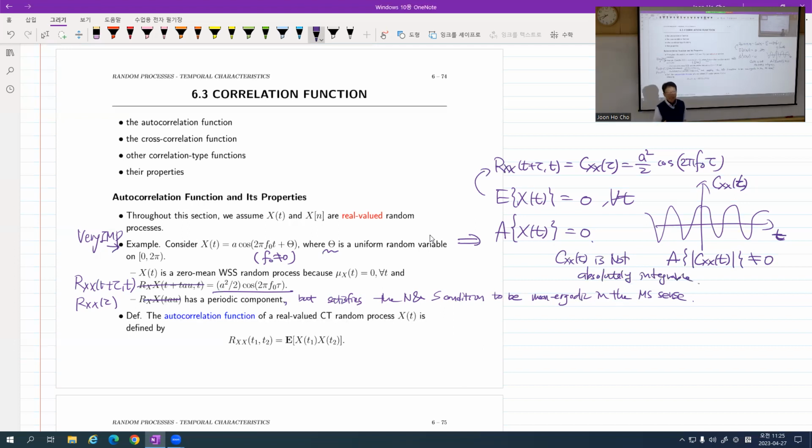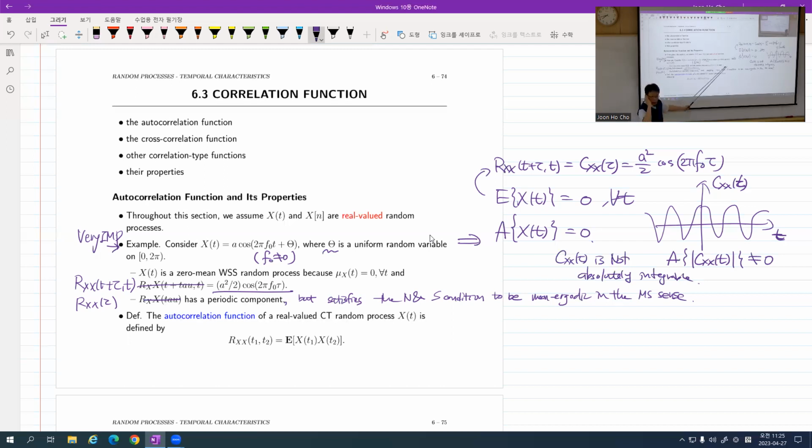Now let's move to the necessary and sufficient condition. What do we do? The good thing with the necessary and sufficient condition is that we don't have the absolute value. So we can let this cosine function cancel itself by increasing the interval. And we can show that the necessary and sufficient condition is satisfied. So this random process is mean ergodic in the mean square sense.